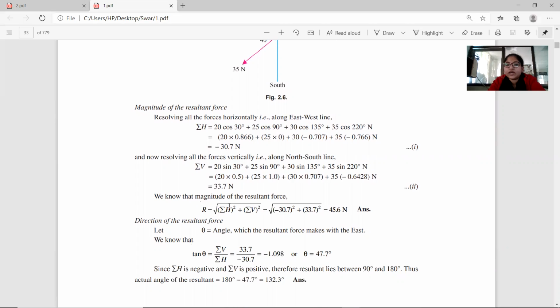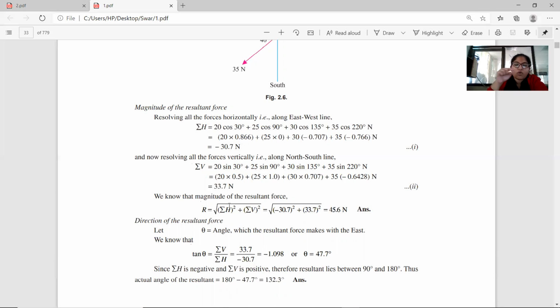Now again, we have to calculate theta, that means the direction of the resultant force. Here, one more thing: my sigma h value, that means my horizontal force, will be minus 30.7, and sigma v will be 33.7. That is, my vertical force is positive and my horizontal force is negative.